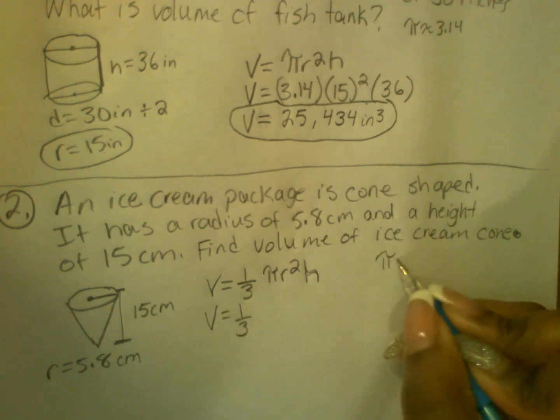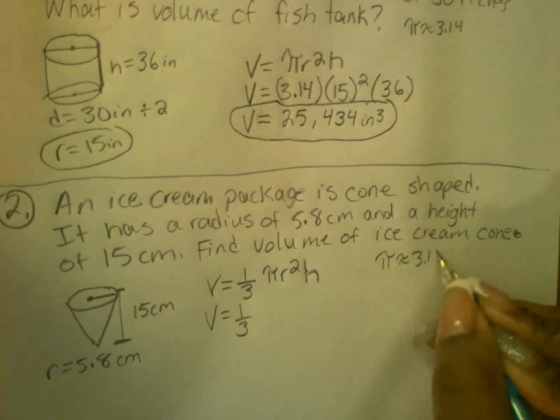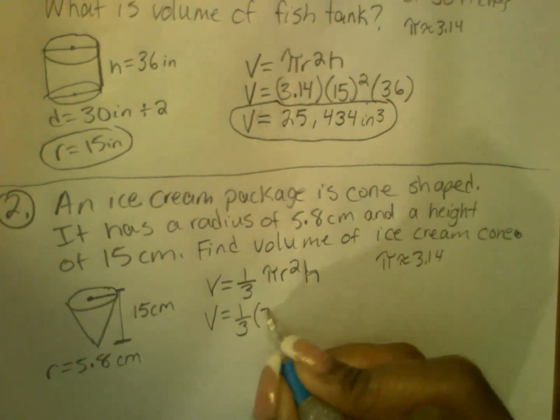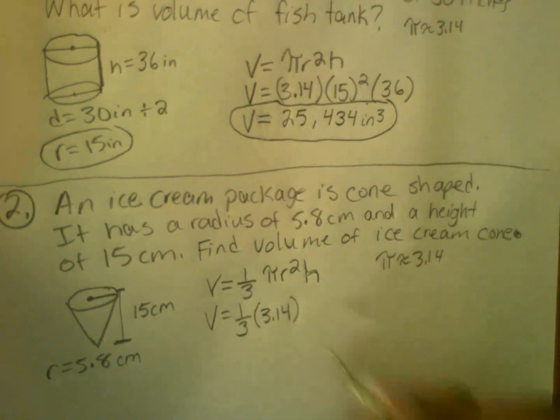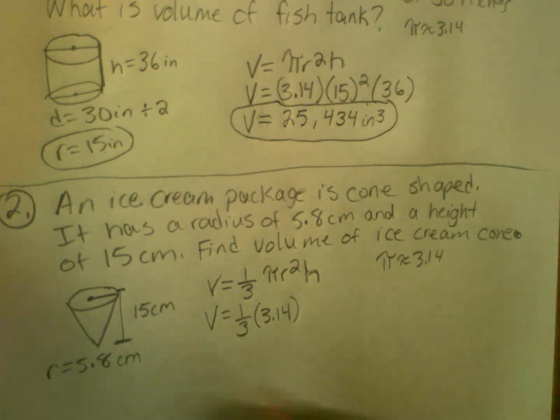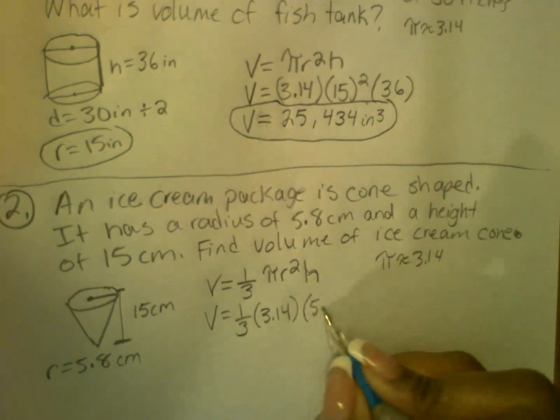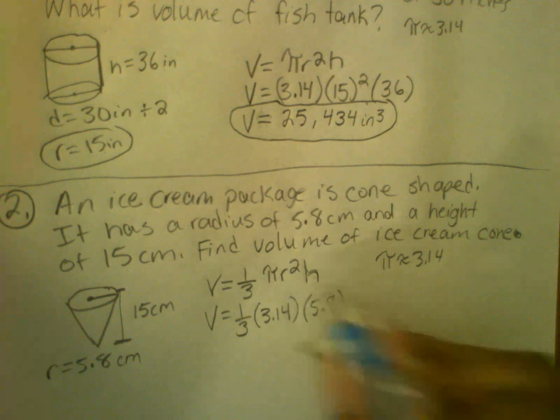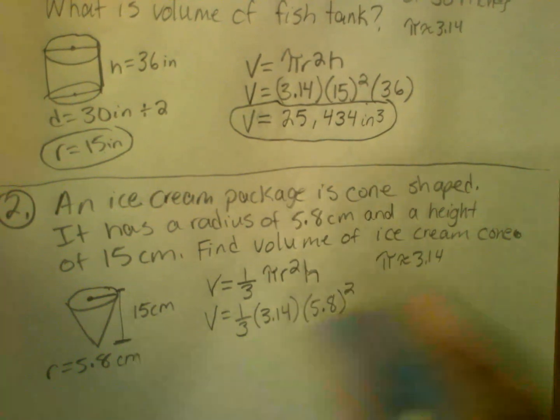Remember, pi is about 3 and 14 hundredths. So we're going to say times 3.14. It's a rounded answer. The radius is 5.8. We're going to square it. And the height is 15.